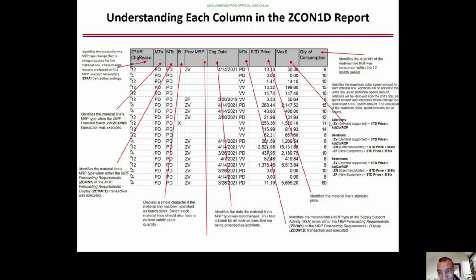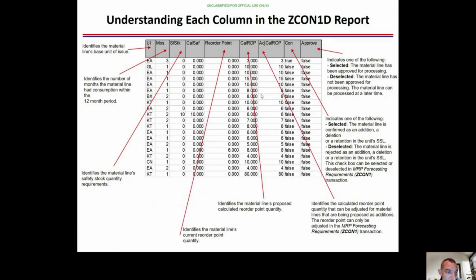So the calculations are based on several formulas here. Additions for ZV lines are calculated as standard price times adjusted calculation reorder point. Okay, deletions, standard price times adjusted calculations. So you get the picture. As for your retentions, it's going to be your standard price times your adjusted calculation reorder point. So going into the rest of the columns, UI is pretty self-explanatory. That's the basic unit of issue.